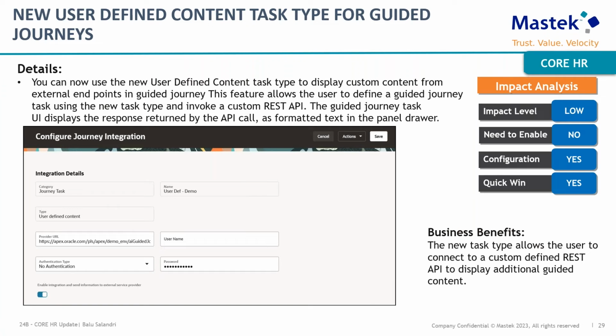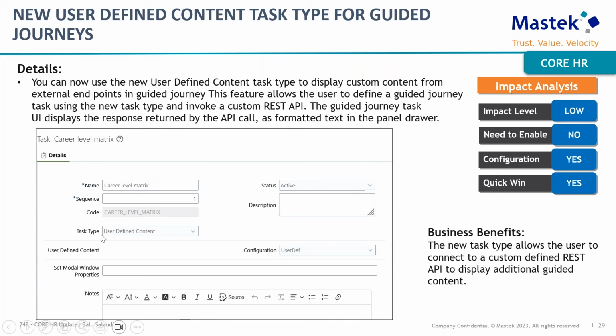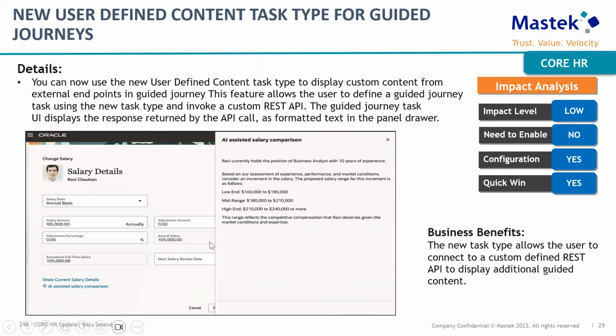So we need to configure the integration for this custom user-defined content task type, and also the task type has to be user-defined content, and in the configuration, the integration which the user will be creating has to be selected. And when a transaction is being performed, the salary details change salary is the transaction here, and a custom text will be displayed this way.